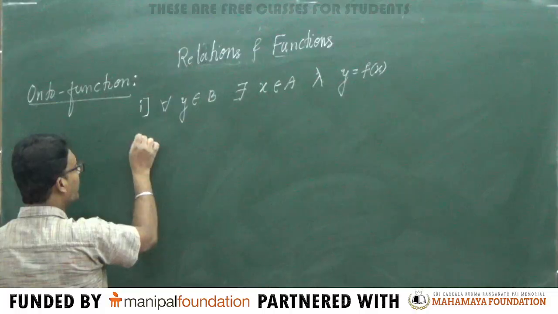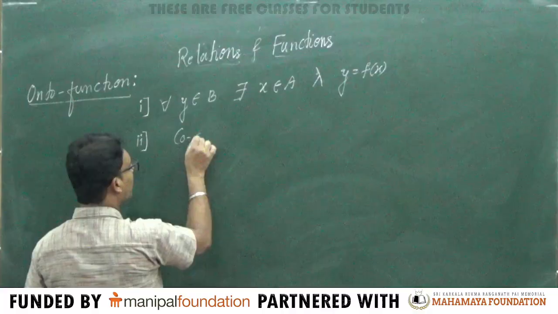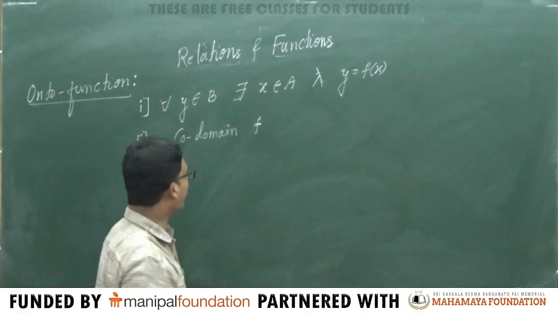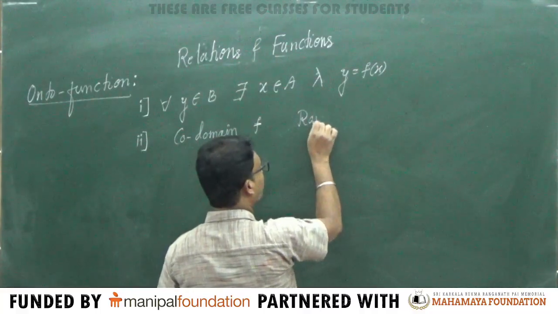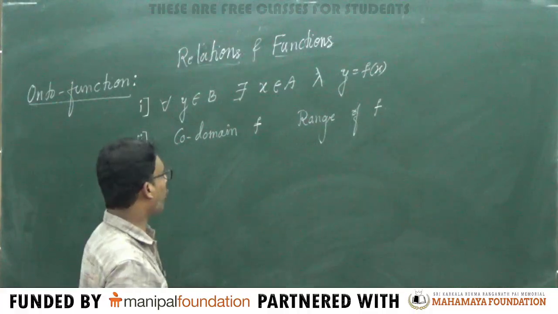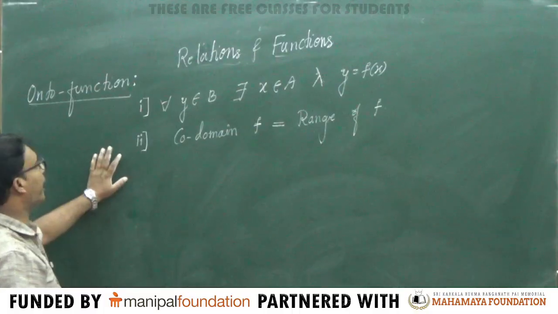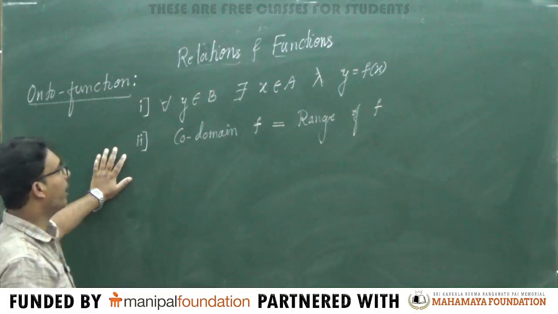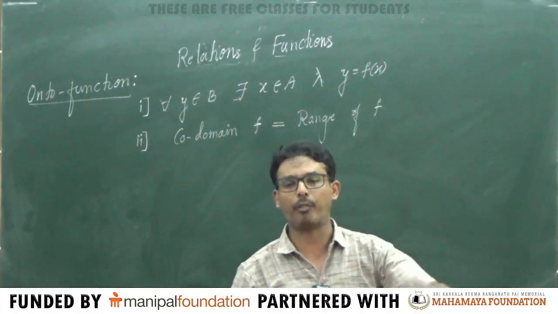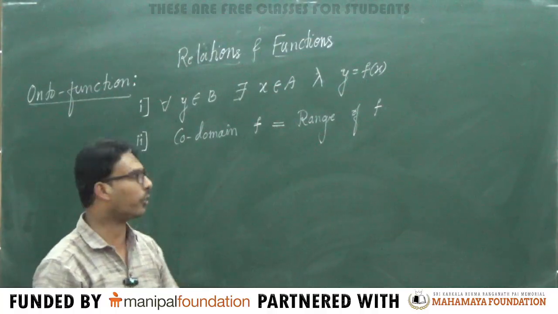Second method is: whenever they define a function, they always give the codomain. Just find the range of the function. If the codomain of a function is equal to the range of the function, then we will say that the given function is an onto function. Otherwise, the given function is not an onto function.